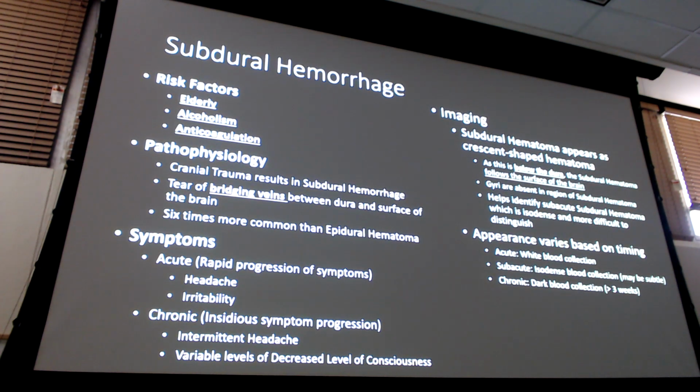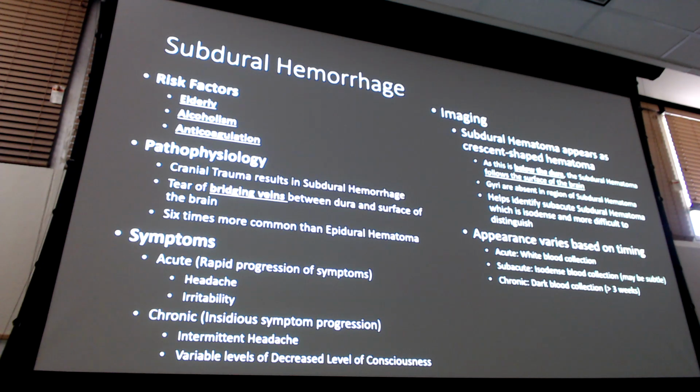Subdural, risk factors: elderly, alcoholics, anticoagulation. Anticoagulation is going to be a risk factor in a lot of these, right? Because if they can't clot, they bleed more easily. All of these are mostly dealing with cranial trauma. It doesn't usually just happen, usually there's trauma, okay? What happens is the bridging veins between the dura and the surface of the brain tear. Much, much more common, 6 times actually, than the epidural, which we'll talk about next.